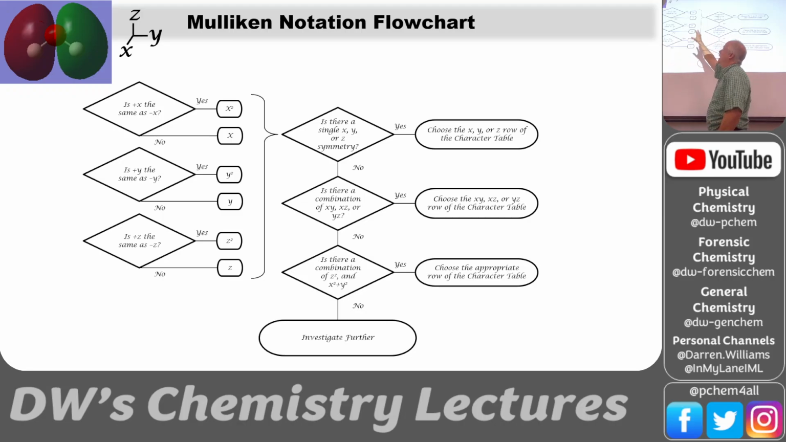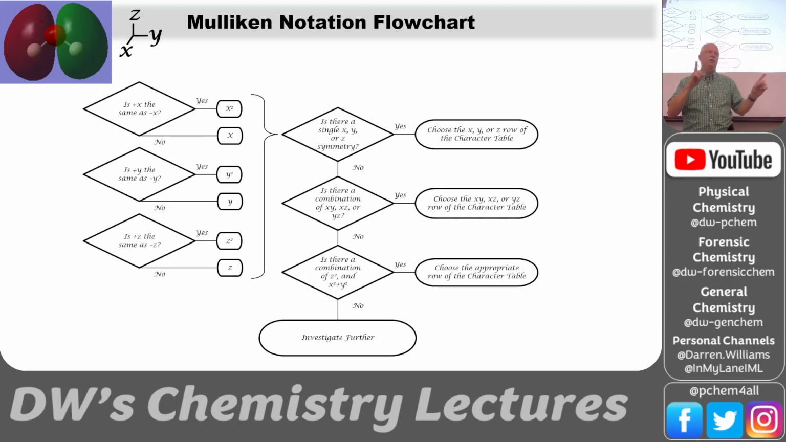Okay, so then we look at that sort of x, y, and z, we analyze its behavior, and then we come over here and it says, is there a single x, y, or z symmetry? Yes, we had this one. There was a single y symmetry. So we go over here and say, choose the x, y, or z row in the character table. So we just analyzed it. Does it change color when I go to Z, or does it change color when I go to Y or X? It did change color when I went in Y, so it's the Y row. So I just took what we did before and kind of made it into a little flow chart.